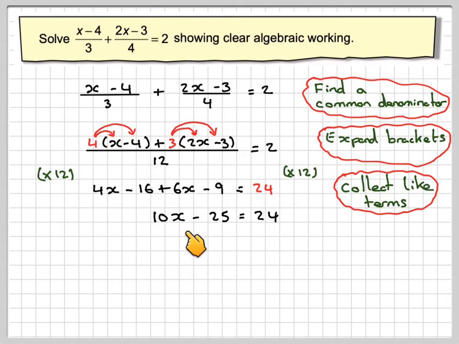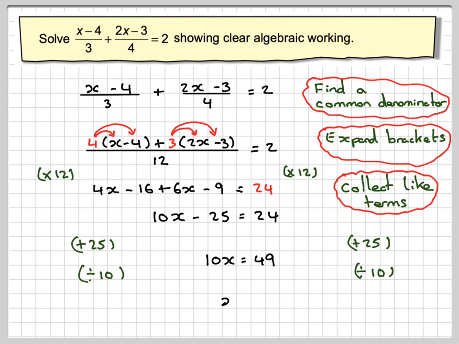And then we're going to add 25 to both sides, so that's going to give that 10x is equal to 24 plus 25, which is 49. And then we're going to divide by 10 on both sides, so we're going to get that x is equal to 49 over 10, or 4.9.